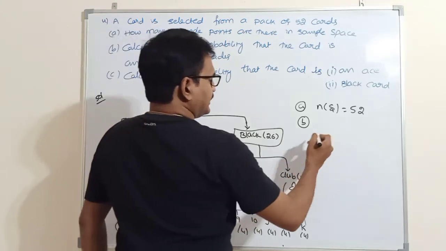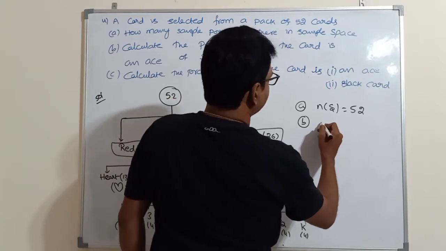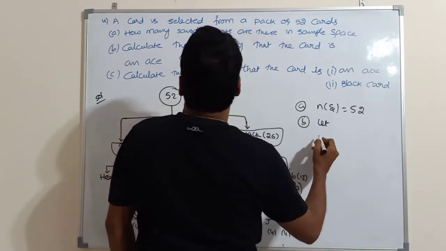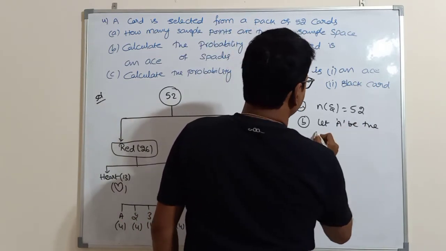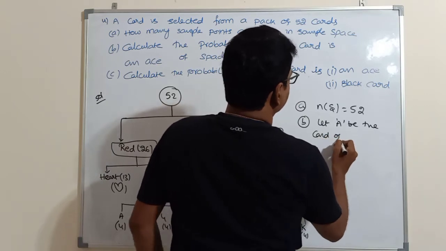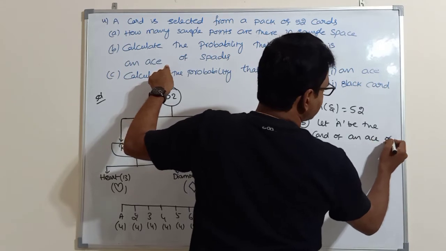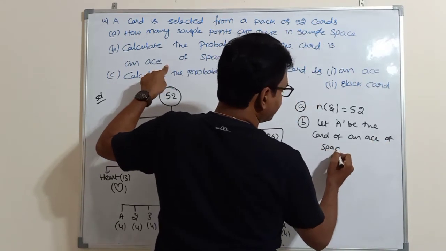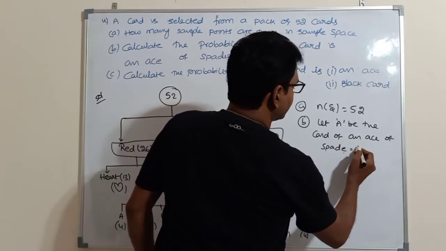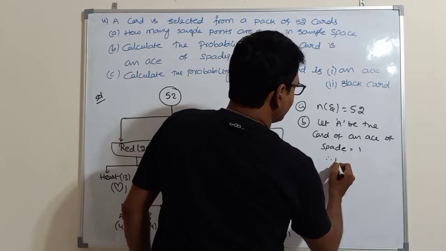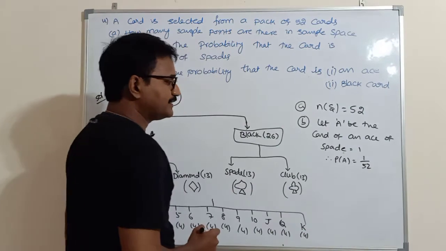So here, calculate the probability. Let A be the event of selecting an ace of spade. Therefore, number of cards, how many are there? Ace of spade, number of cards is 1. So therefore, probability of selecting one card out of 52 is 1 by 52.